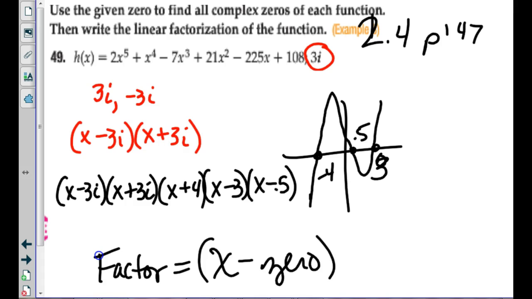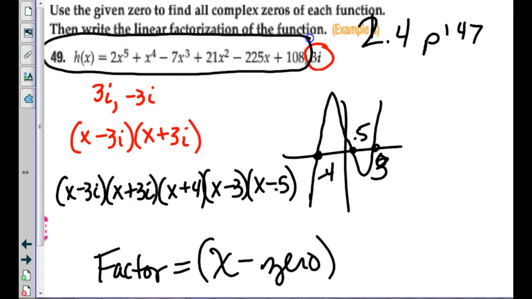This is wrong. Does anyone know why this is wrong? If I FOILed this all back together, I would not get this. Someone in this room can tell me why I wouldn't get that.